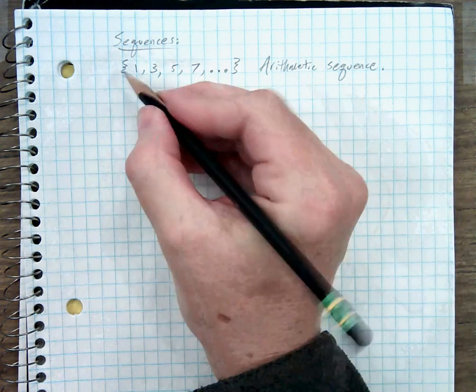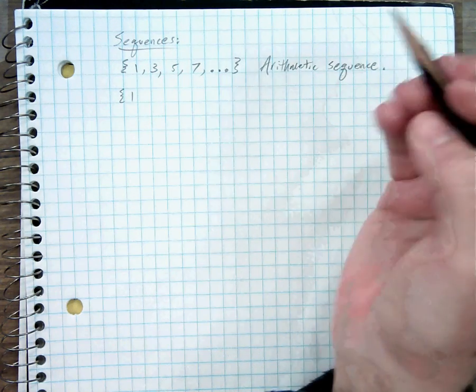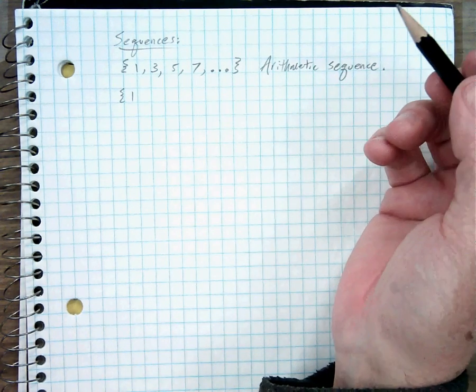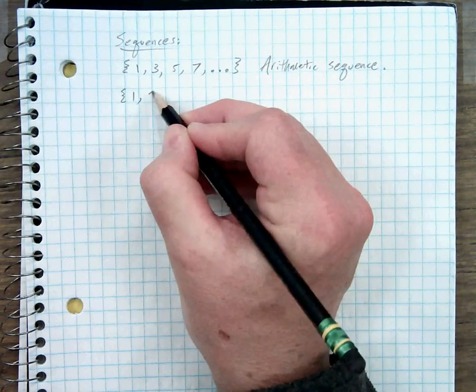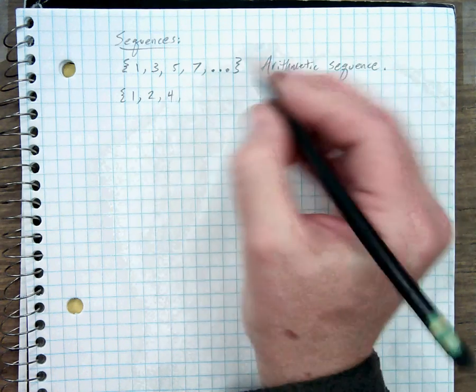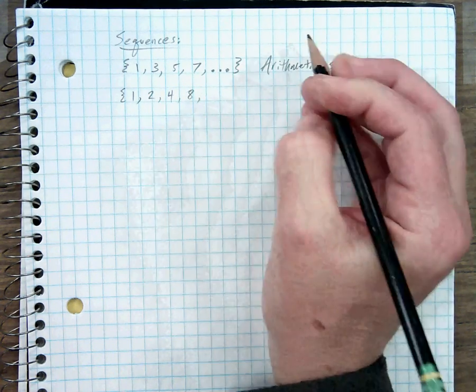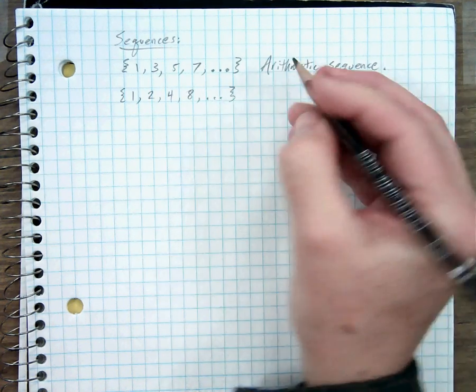So an example of a geometric sequence would be, let's say we start with 1 again, but instead of adding 2 every time, let's say we multiply by 2 every time. So if I multiply that by 2, I get 2. And if I multiply that by 2, I get 4. If I multiply that by 2, I get 8. And if it goes on forever, dot, dot, dot. And that's geometric.